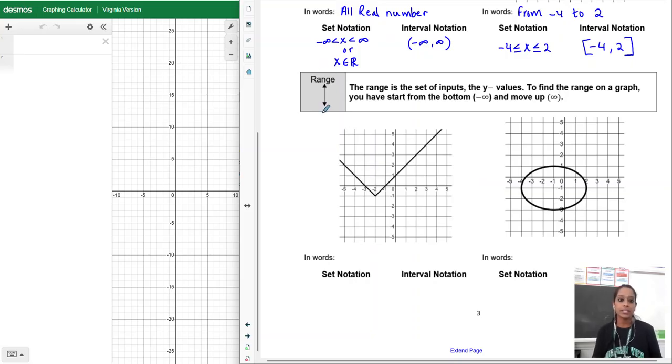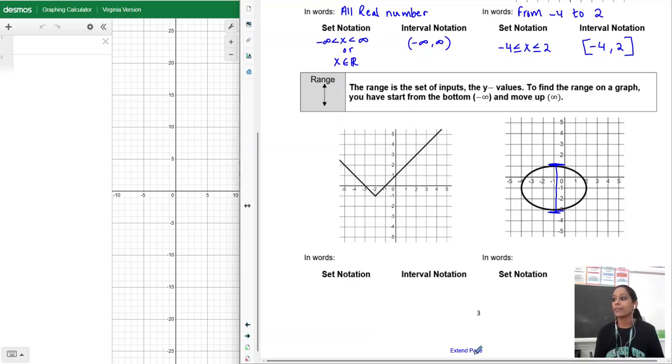So the range, it's going from bottom to top. So let me do this one for range. It looks like it's starting at -3, and then it's going up to +1. That's the height, you can say, of the graph that we have here.